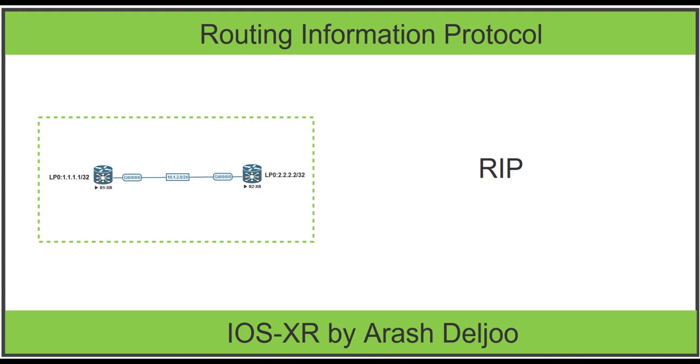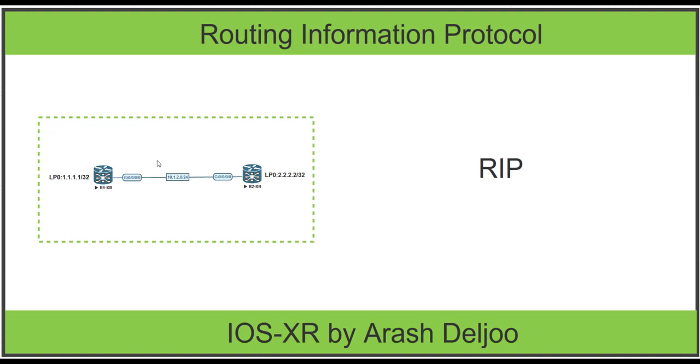Unlike IOS, where network addresses are configured under the RIP protocol configuration, in IOS XR only the interfaces that participate in RIP are configured under the routing process. And the RIP process gets started the moment RIP is configured on the router. After initializing the process, the configuration is parsed to find interfaces that need to be enabled for RIP.